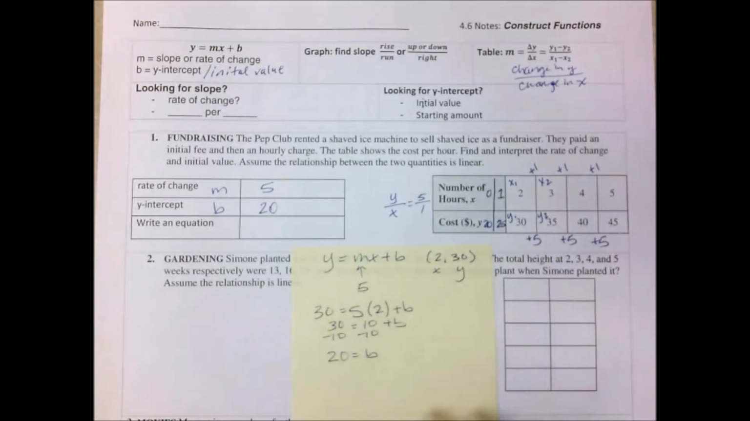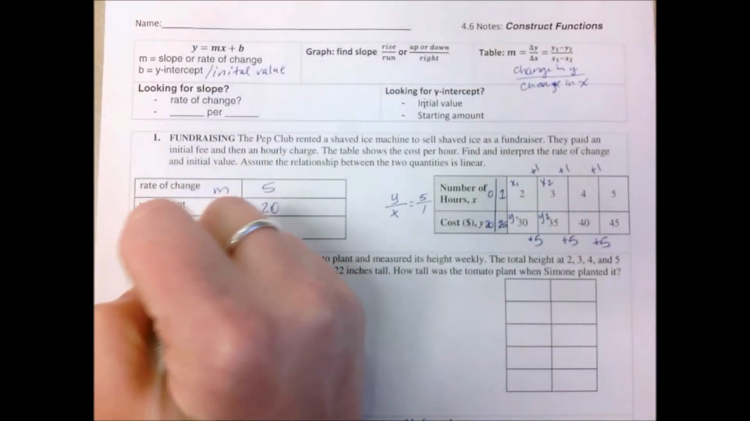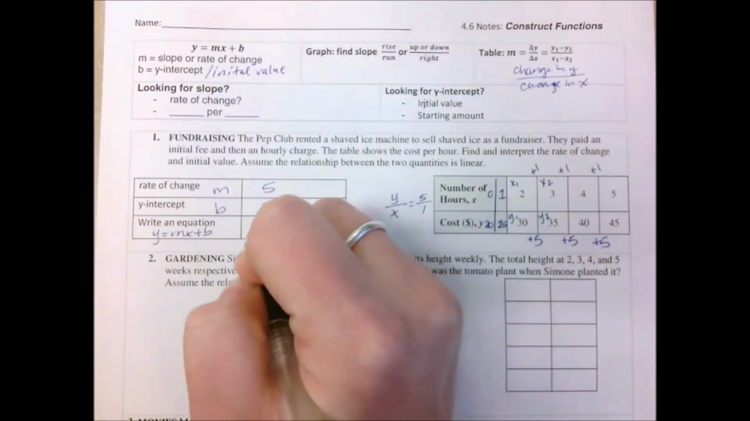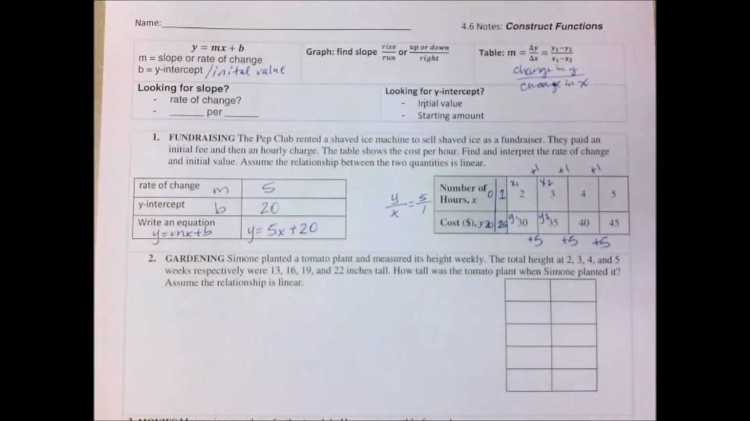Once I have these two options, then writing my equation becomes pretty easy. I always write it in y equals mx plus b form. And so I'll have y equals 5x plus 20. And this represents the cost to borrow the ice machine.